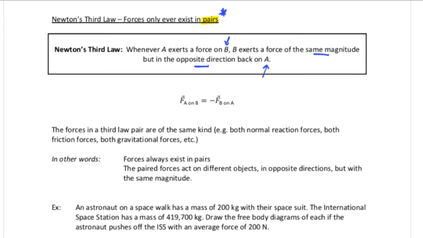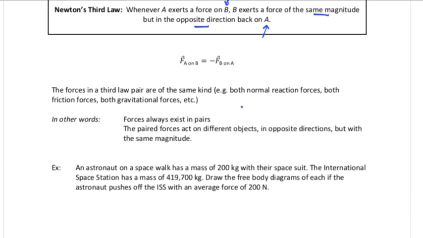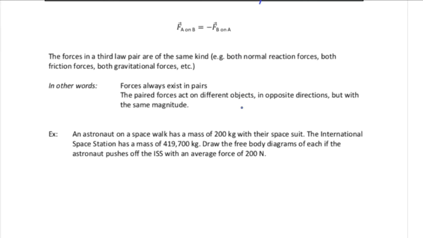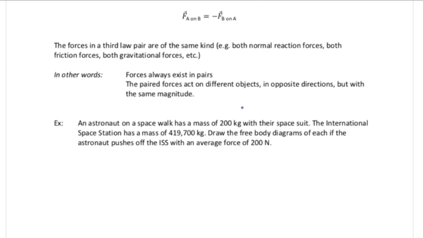The reason I don't really like the action and reaction description is it makes it seem like one is happening before the other. It kind of implies in my mind that action happens and then there's a reaction, as we usually use those words. So I prefer to think of it as forces always exist in pairs. If there's a force of A on B, there's an equal and opposite force back from B onto A. Those forces are of the same kind, so if one is a normal reaction force, then the other is a normal reaction force.